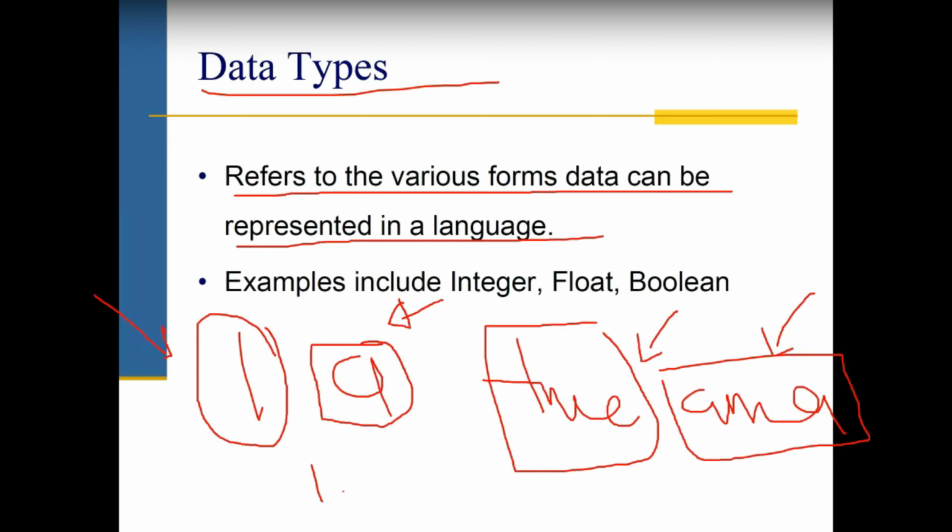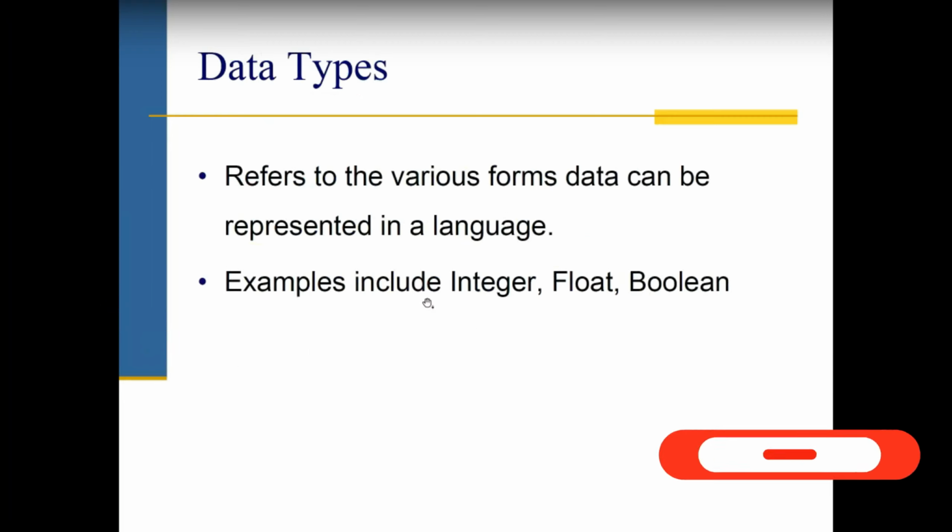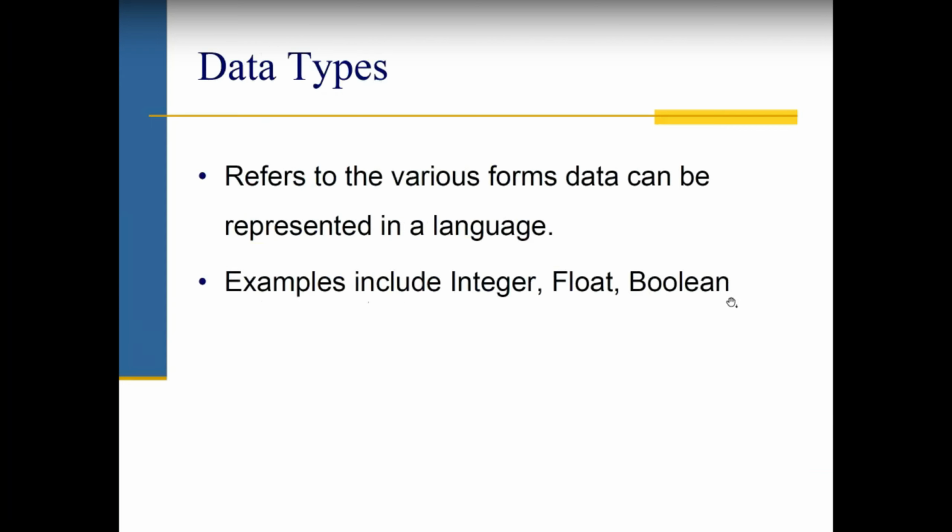If I write 1.2 here, this is a floating point, a float. It has a decimal. So this is an integer, this is a character, this is a boolean, and this is a string. So examples include integer, float, boolean. We've seen some of them right now. Are we following?